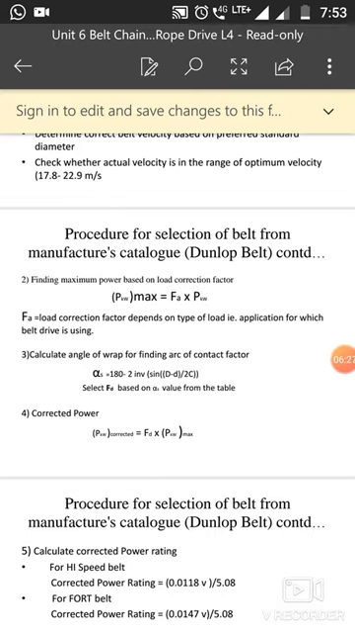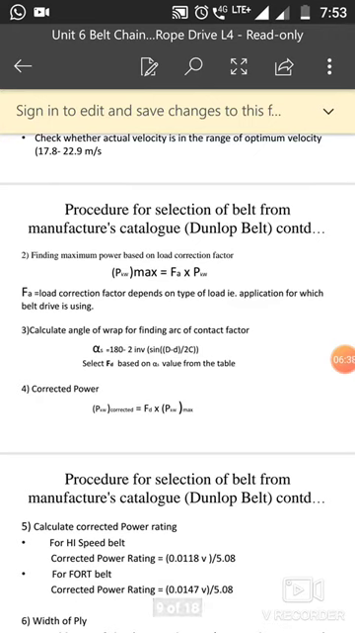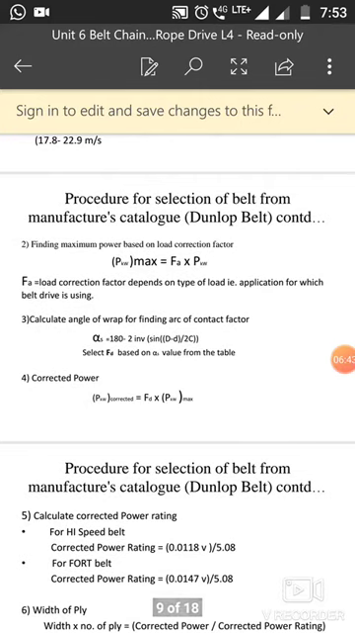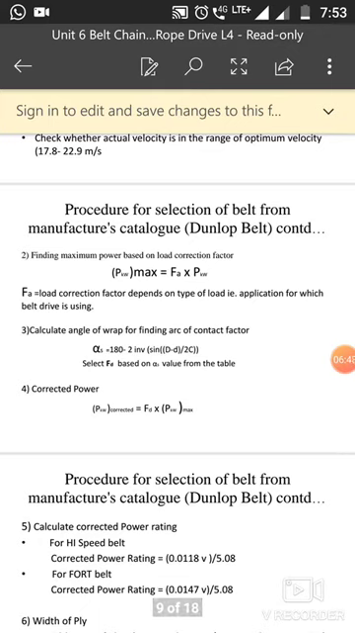C is what? Center distance. Capital D is the diameter of the bigger pulley. Small d is the diameter of the smaller pulley, and based on that you will find out the wrap angle. And if your wrap angle is 180 degrees, because you know that power rating is generally defined for a 180 degree arc of contact, then your FD will be 1 only. If it will be different, then you have to find out FD based on your wrap angle, and you have to find out a corrected power.